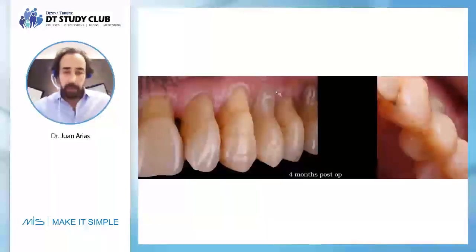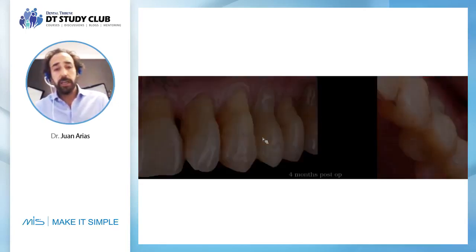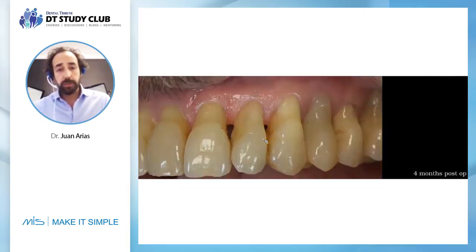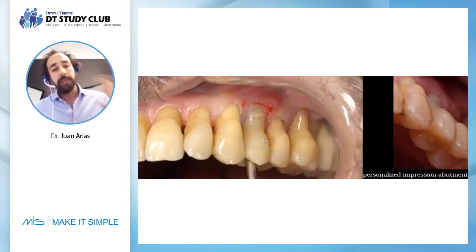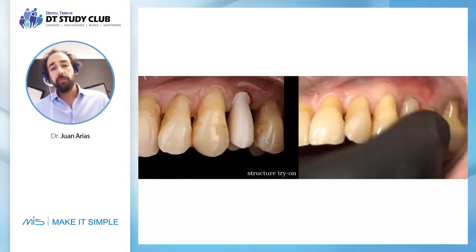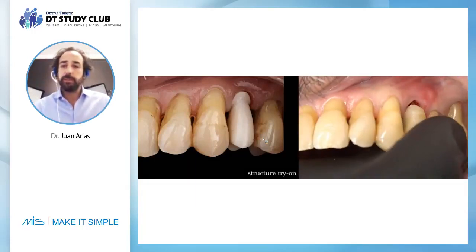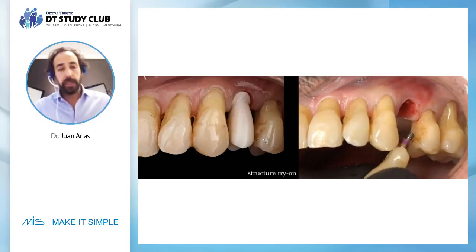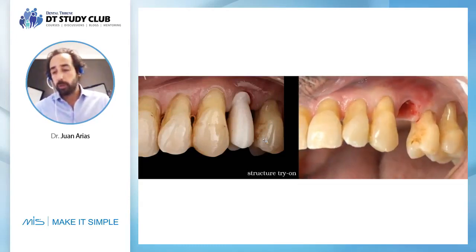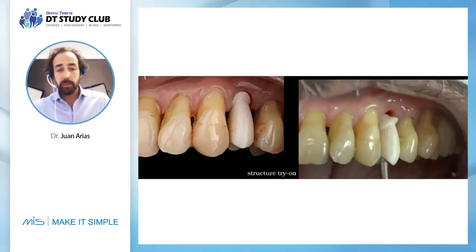And we just leave it there 4 months. Here you see it 4 months afterwards, and see how everything works. And when we've got it, we will just take it out and make just the same procedure for the impression abutment. So we will personalize the impression abutment. And also, once we've got that, we will make the structure try-in. This is the day of the structure try-in.